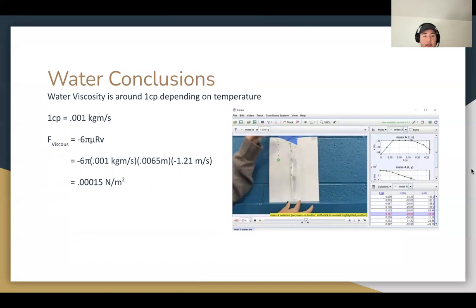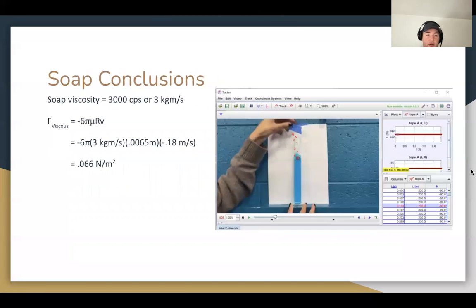For water, we know the viscosity of water is around 1 CP, depending on the room temperature. After plugging those values into the viscosity equation, we found that the viscous force on the marble in the water was 0.00015 newtons per meter squared. For the soap, we found that the viscosity of the soap was around 3000 CPS. After plugging that into the equation with our velocity of 0.18 meters per second, we got a viscous force of 0.066 newtons per meter squared.